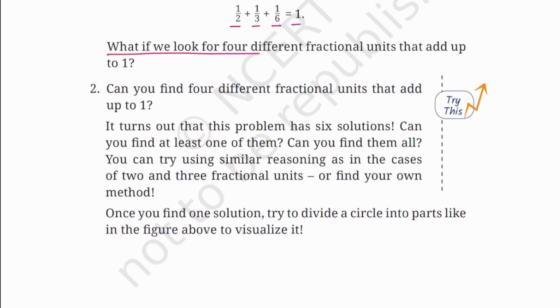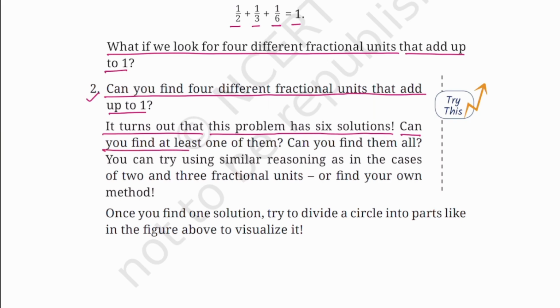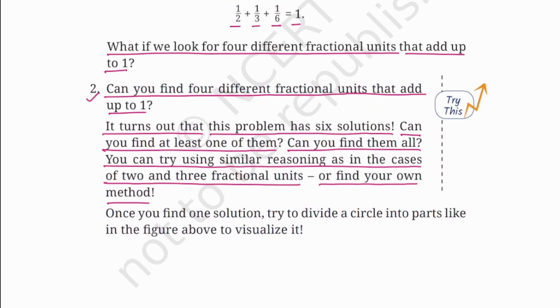What if we look for 4 different fractional units that add up to 1? Can you find 4 different fractional units that add up to 1? It turns out that this problem has 6 solutions. Can you find at least one of them? Can you find them all? You can try using similar reasoning as in the cases of 2 and 3 fractional units, or find your own method. Once you find one solution, try to divide a circle into parts like in the figure above to visualize it.